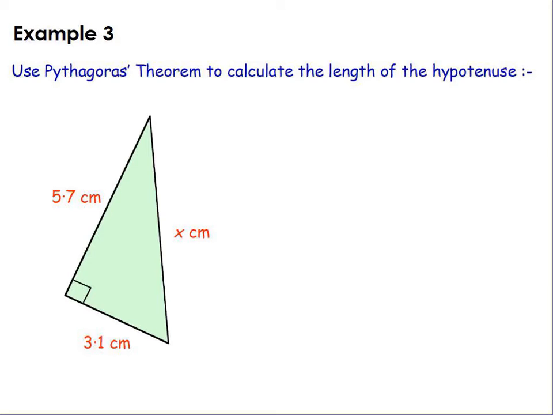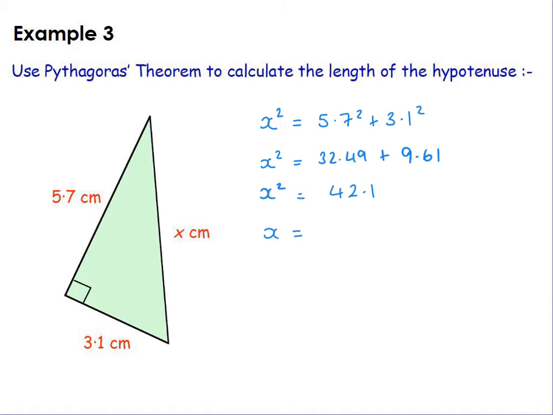Example 3, again the same process. We're working with decimals this time, it's not going to change what we do. Definitely a calculator question though, so it's x squared equals 5.7 squared plus 3.1 squared. So 5.7 squared is 32.49, 3.1 squared is 9.61, and when I add the two of them together, I get an answer of 42.1.